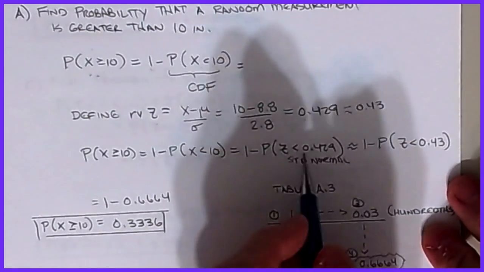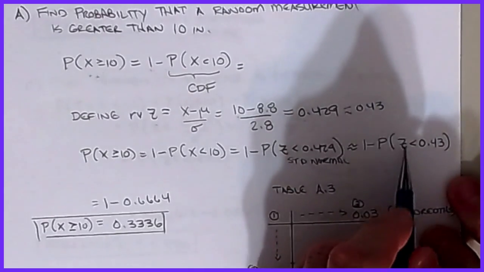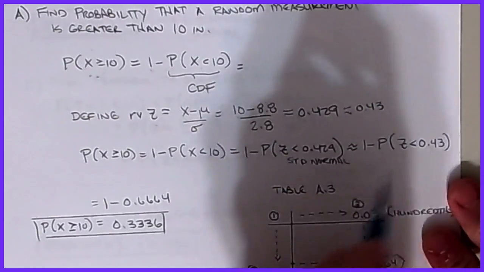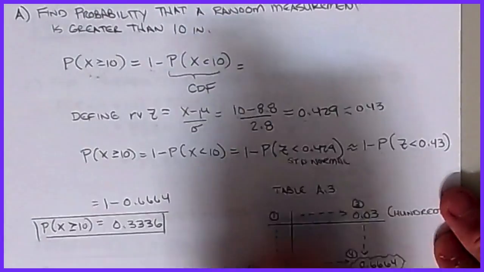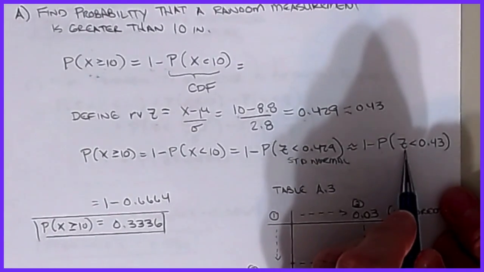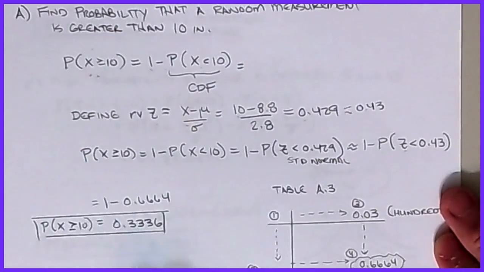All right, and so what we've done is it's 1 minus p and then z less than 0.43, and so that's all I've done. I've done the shift. I've gone from an x into my new random variable that I've defined as this function, and we're off to the races.